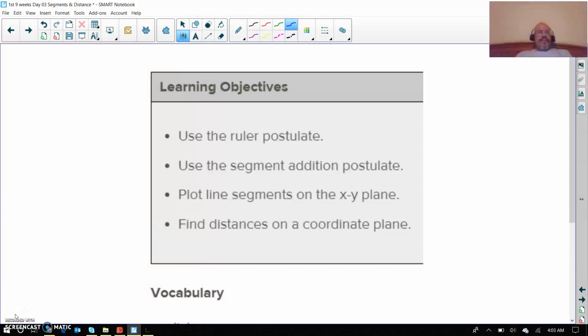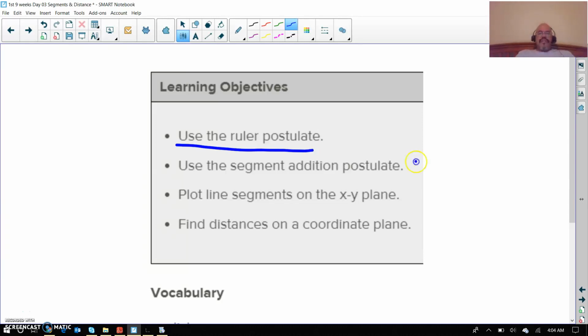We're going to be talking about a couple things here for segments and distance. First off, we're going to take a look at something called the Ruler Postulate. Remember, postulates are anything that is taken to be true without a proof. Proofs work through the math and the rules to make sure everything is true for that particular theorem. Theorems are proved. Postulates we take for granted and say, yes, it's always true.